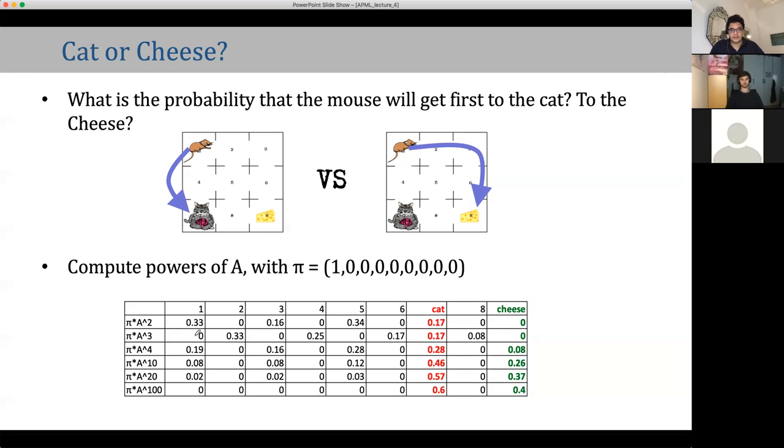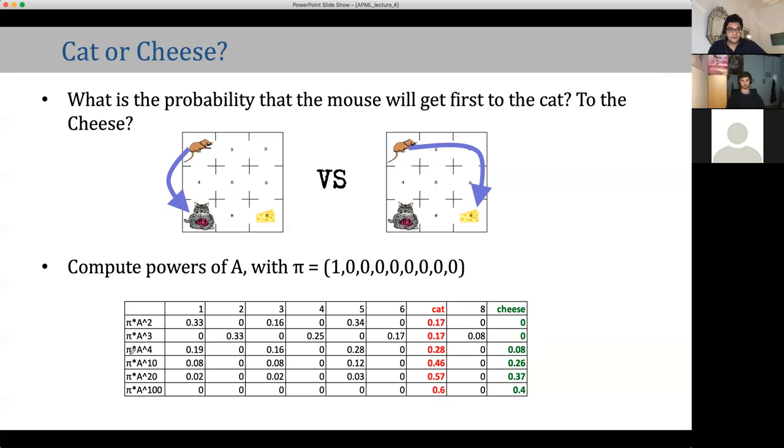We can see here, after two steps, I can either get back in room 1, and this will be 1/3. Be in room 3, this will be 0.16, because you see there is only one path to room 3. Be in room 5, there is more chance because I have two ways of going there. And I could already be in the cat room, and I have no chance of being in the cheese room. When I increase the power, we see after 4 steps, the probability of the cat or the cheese changes little.